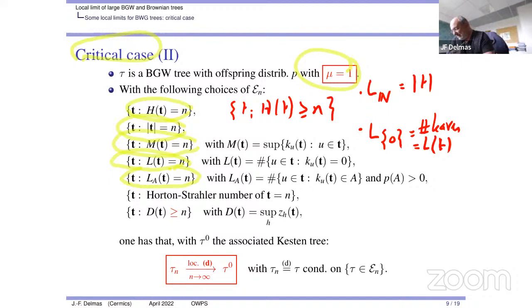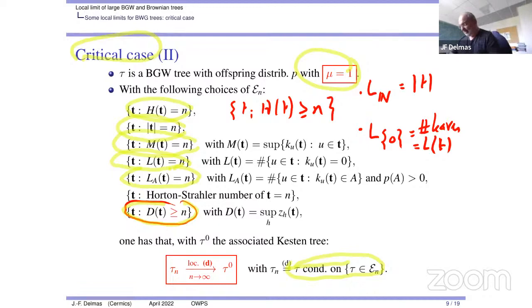And we can also consider the diameter of the Galton-Watson tree. Taking any of this kind of events, we get that conditioning the Galton-Watson trees to lie in such a set E_n, when n goes to infinity, we always get the same limit, which is the Kesten tree. Okay, so in a sense, the Kesten tree is a natural limit for a critical Galton-Watson tree conditioned to be large. Okay. So of course, some of those results were already known, and some of them are due to other authors. I'm not going to cite all of them because I will forget someone.